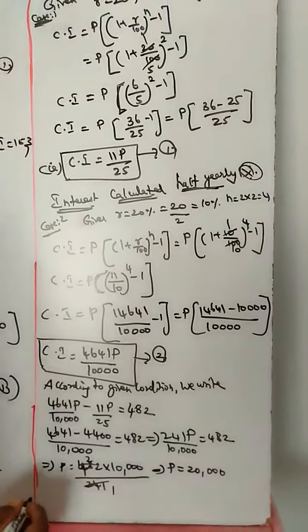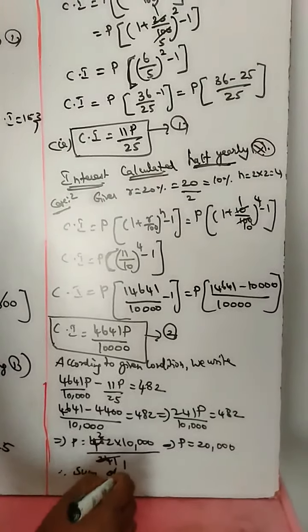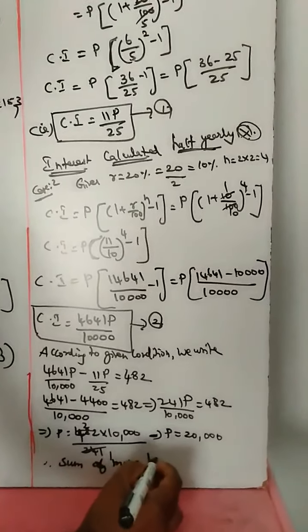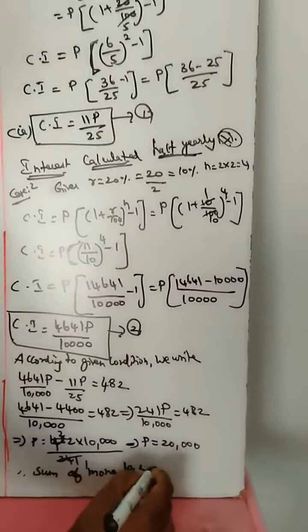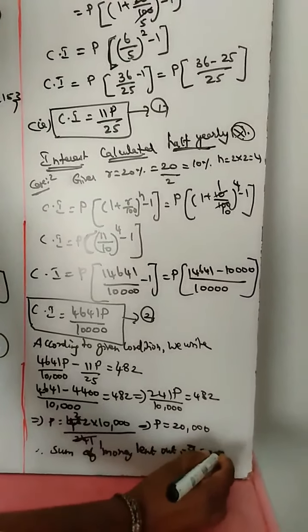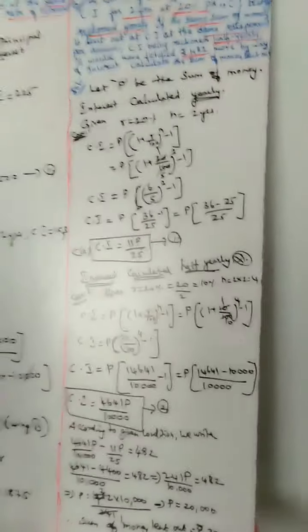So therefore sum of money lent out equal to rupees 20,000. Okay, one second, I will explain.